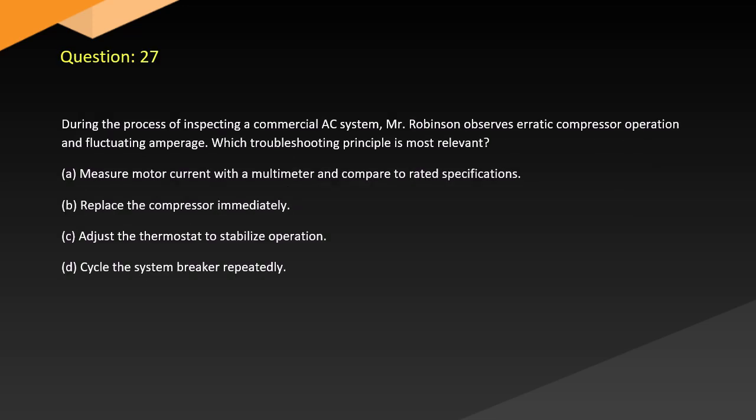Question 27. During the process of inspecting a commercial AC system, Mr. Robinson observes erratic compressor operation and fluctuating amperage. Which troubleshooting principle is most relevant? A. Measure motor current with a multimeter and compare to rated specifications. B. Replace the compressor immediately. C. Adjust the thermostat to stabilize operation. D. Cycle the system breaker repeatedly.